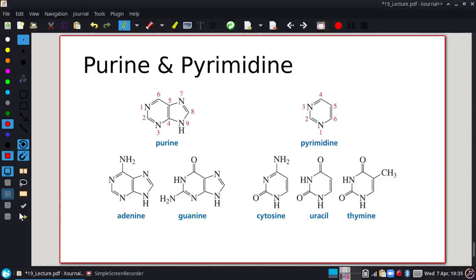Where this will come in handy a little bit later on is it will help us to see why one of those is found in DNA and one of those is found in RNA. It has a lot to do with the fact that it's a reversible reaction.